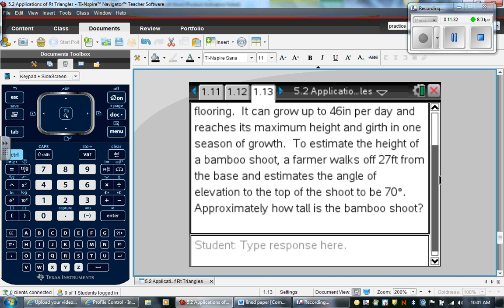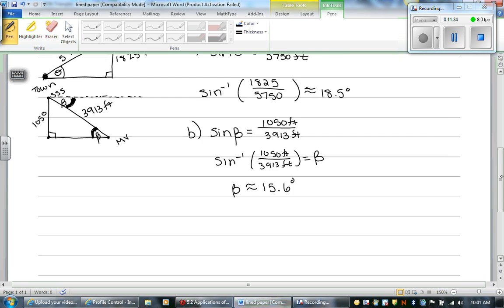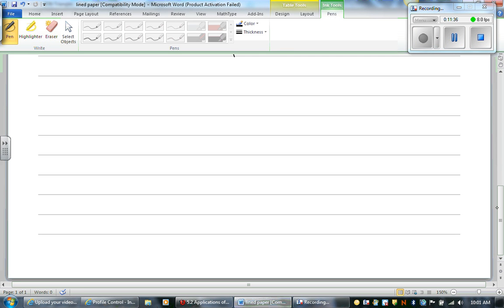Okay, so again, we have to build our triangle. Here's my bamboo tree. He's walking off 27 feet from the base of the tree.